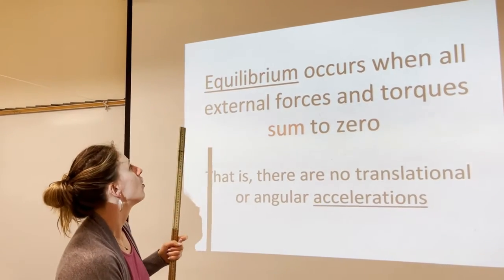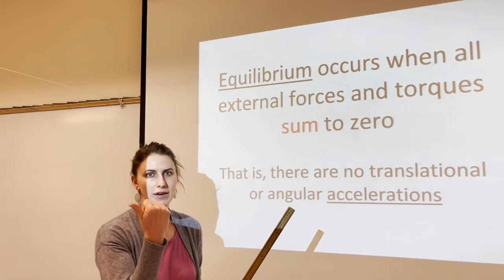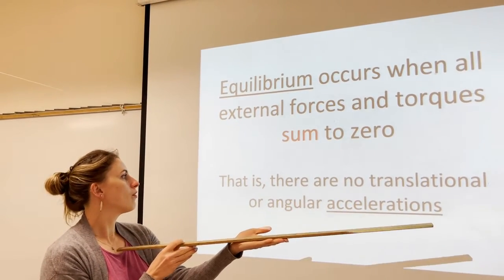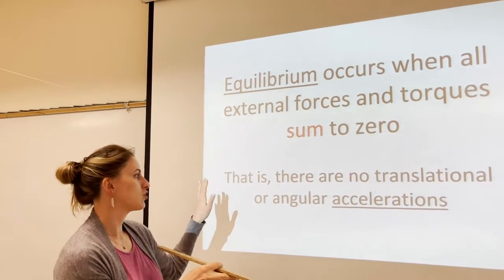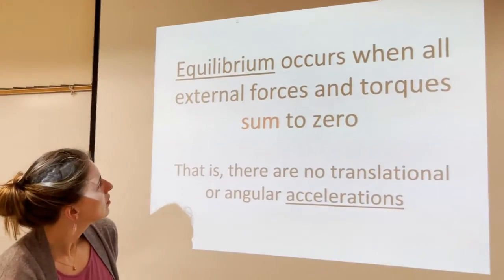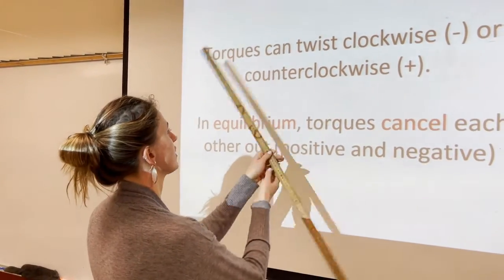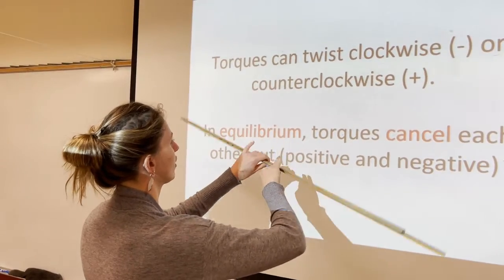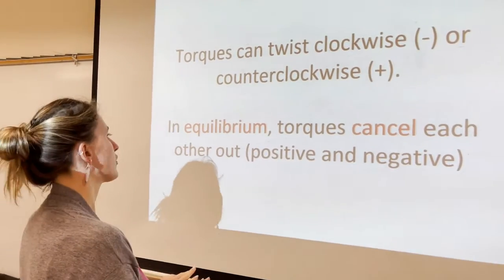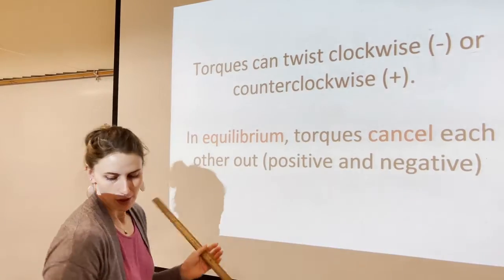Equilibrium occurs when all external forces and torques sum to zero. That's kind of like what we saw in the balance. It's the same idea. So, equilibrium. Now, when are things in equilibrium? That is, there's no translational or angular acceleration. It's just chilling there, right? Torques can twist clockwise, which is negative, or counterclockwise, which is positive. In equilibrium, torques cancel each other out, positive and negative, to make zero.